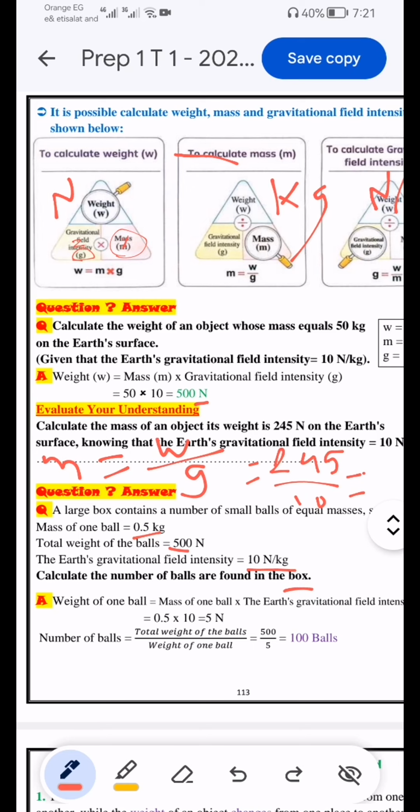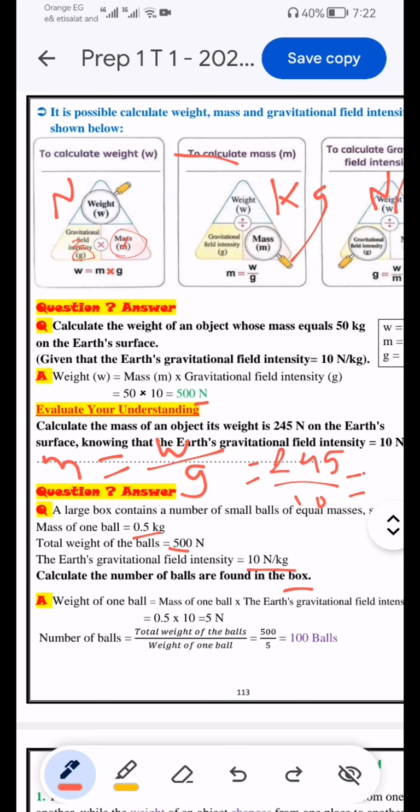Okay, and we have mass and weight of all balls and gravitational field intensity of Earth. Okay, now we will make what? Firstly, we will calculate the weight of one ball only, one ball, and we have the weight of all balls, so we will divide weight of all balls over what? Over weight of one ball. So we will get the number of balls in this box.